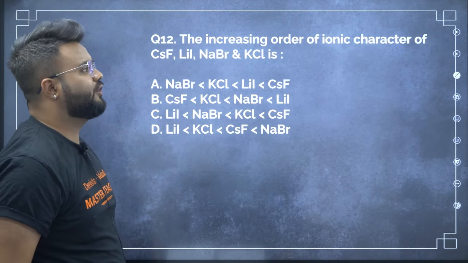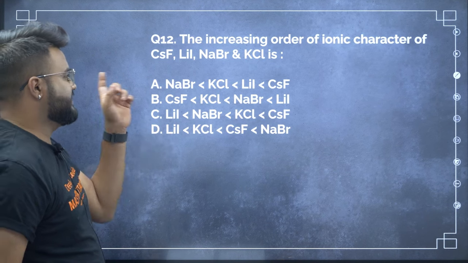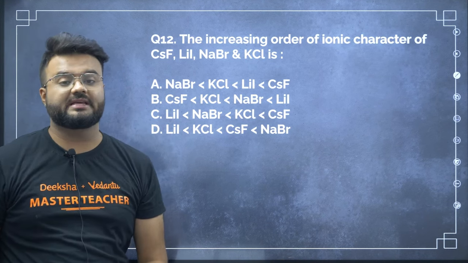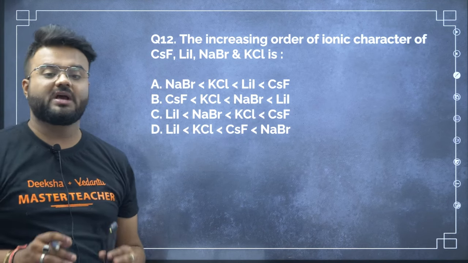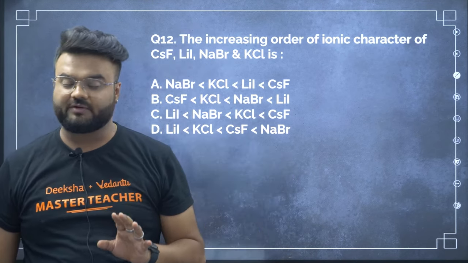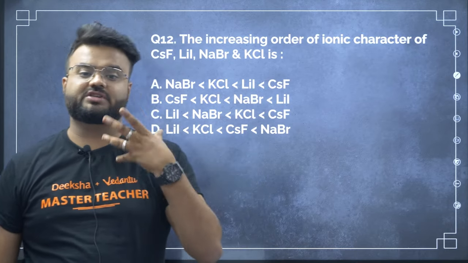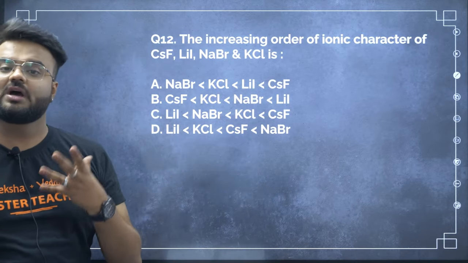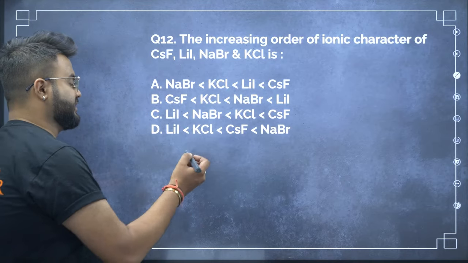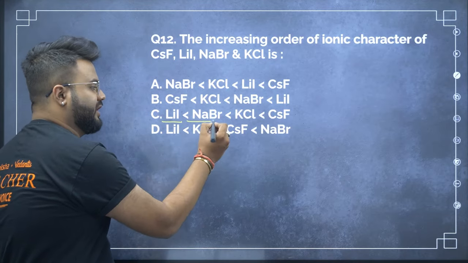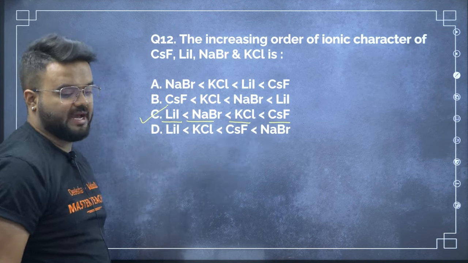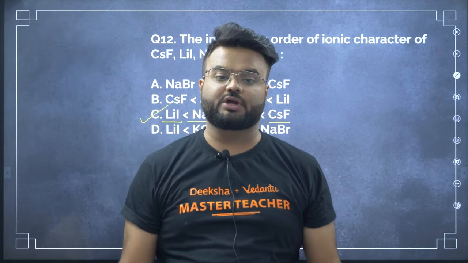The increasing order of ionic character of cesium fluoride, lithium iodide, sodium bromide and potassium chloride is dash. Very simple, ionic character is directly proportional to the electronegativity difference. Which has the high electronegativity difference, it will have more ionic character. Therefore the order is lithium iodide, sodium bromide, potassium chloride and cesium fluoride. Clear? So this will be your correct answer.